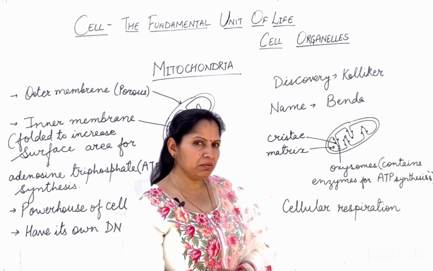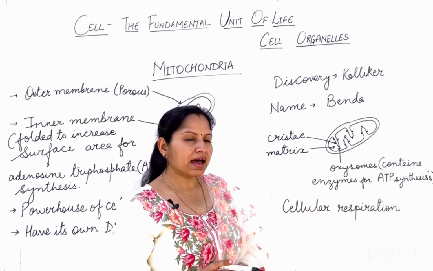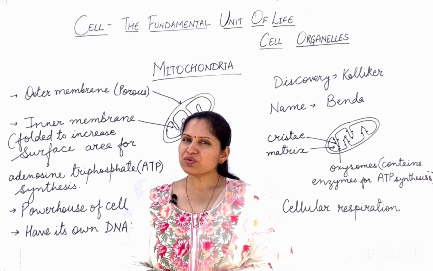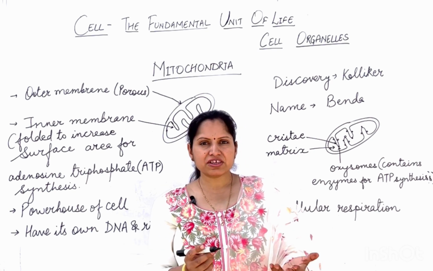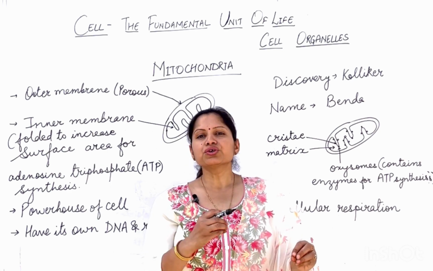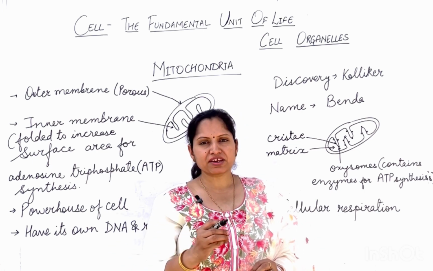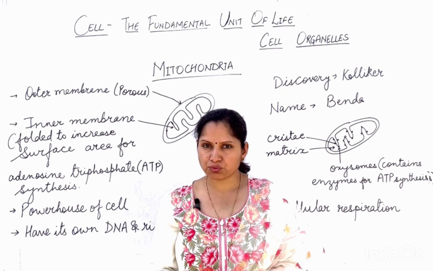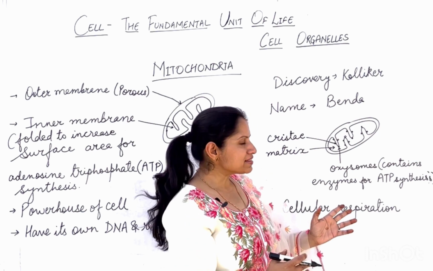But how is that possible? Because of oxysomes, which are present on the inner lining of the cristae, and they have the enzymes for synthesis of ATP. That is why mitochondria is a site for cellular respiration. Cellular respiration means every cell is performing respiration, that is breakdown of glucose to release carbon dioxide and water. This breakdown of glucose requires oxygen, so breakdown of glucose in the presence of oxygen to release carbon dioxide and water is known as cellular respiration. So that's all for mitochondria.